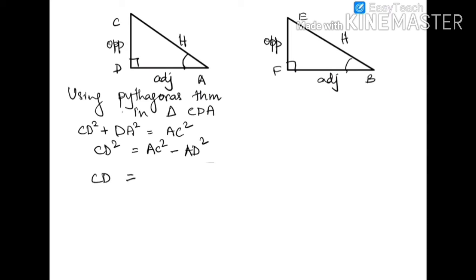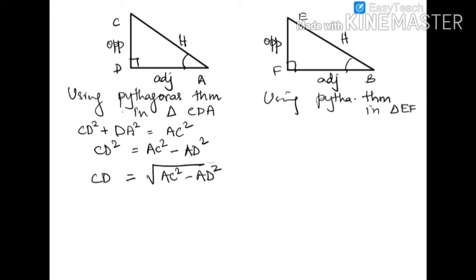So CD is equal to square root of AC square minus AD square. Similarly, using Pythagoras theorem, in triangle EFB, sum of squares of two sides is equal to the square of hypotenuse. So EF square plus FB square will be equal to EB square.